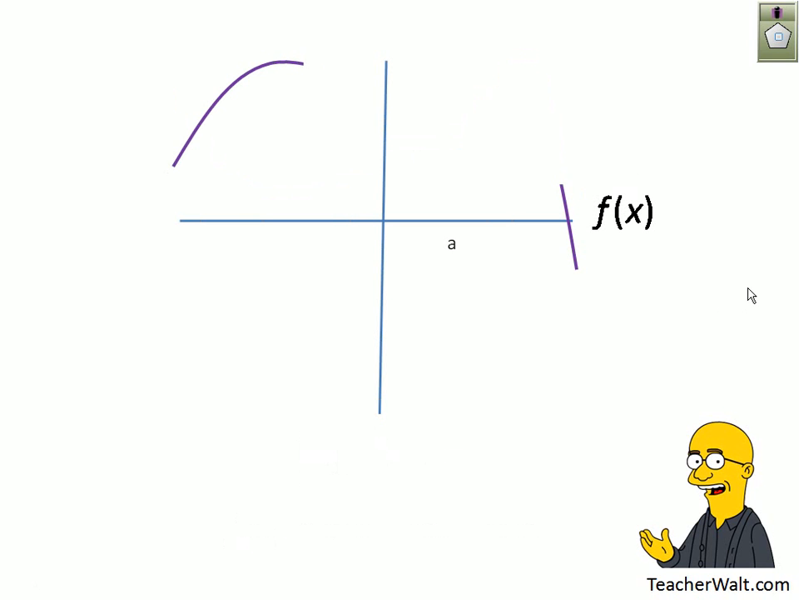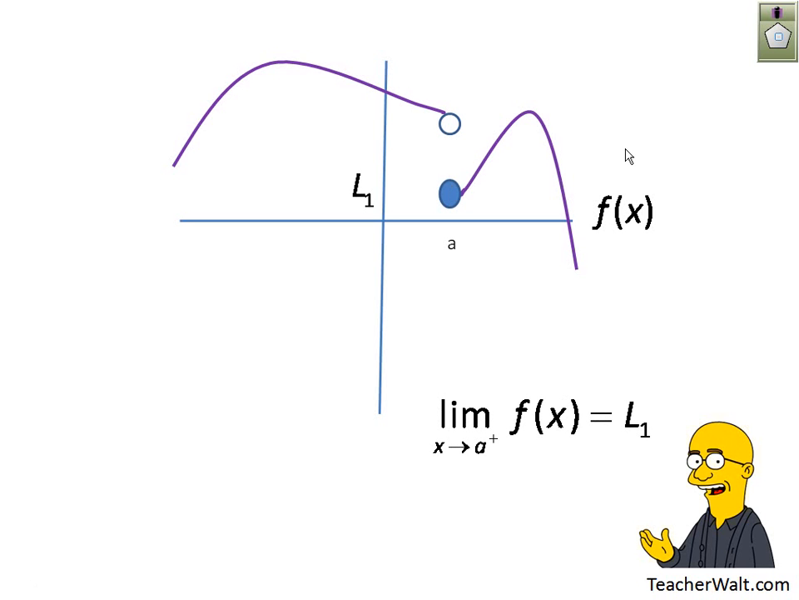So here we've got the same function, which looks very much like what we've been working with, except now notice there's an actual jump here. As we approach from the right, we end up at a lower altitude than if we approach from the left. As we approach a from the right, we get L1, and as we approach from the left, we get L2.